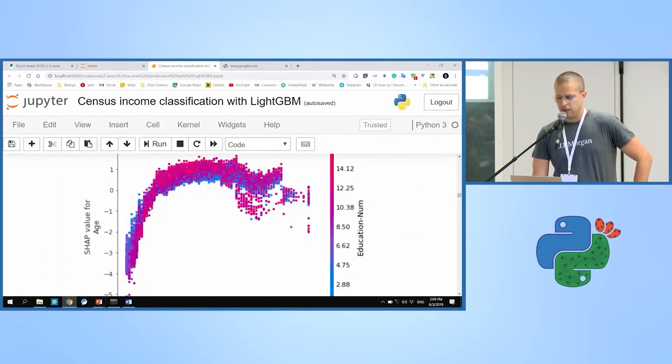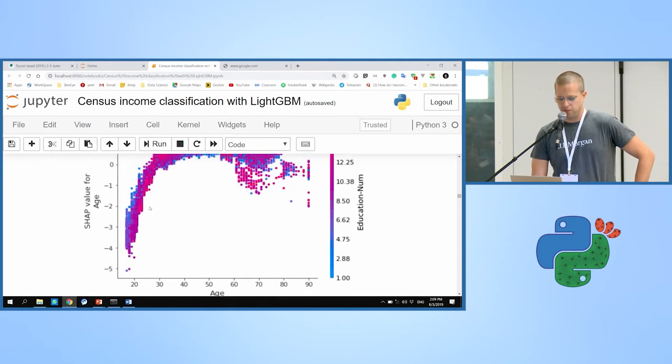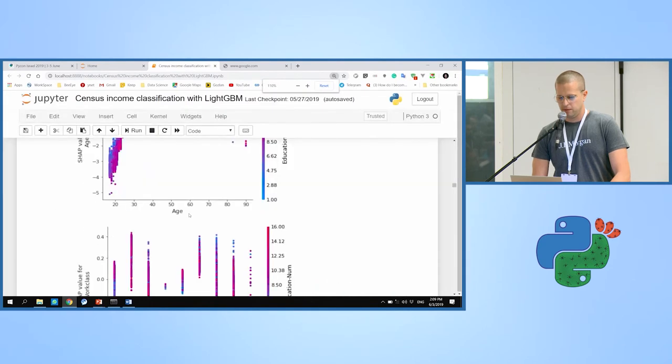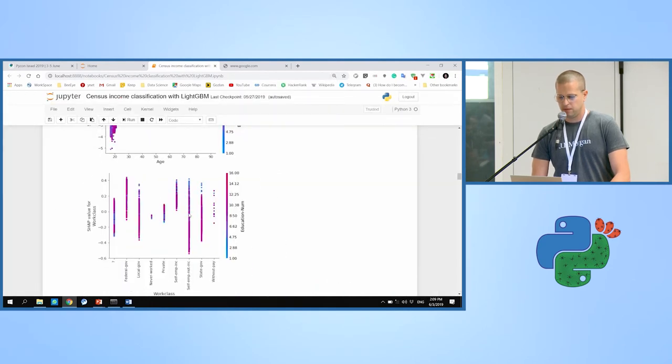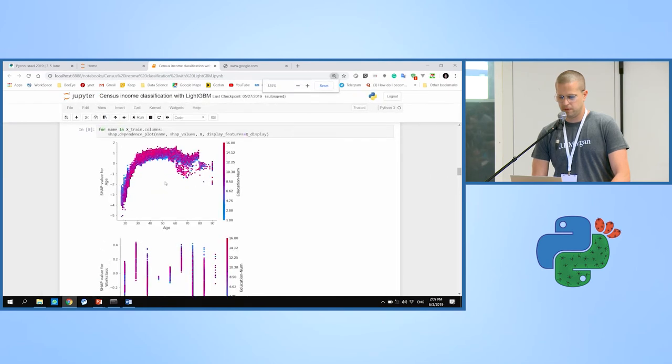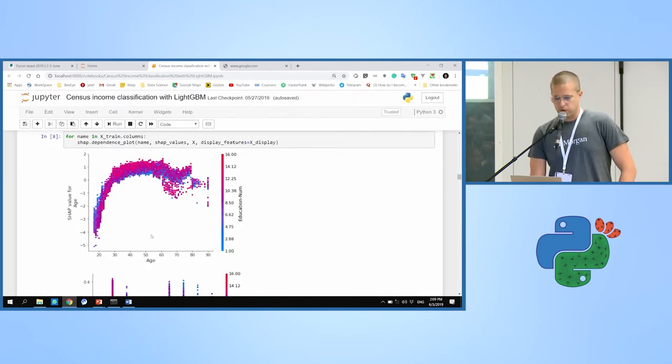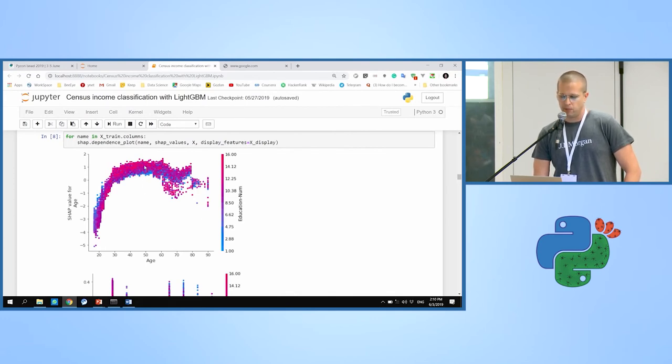Another interesting plot is dependency. So as we know, features depend on one another. Let me try to zoom out a little bit. Can you still see it? All right. So for someone who is 50 years old, you get different SHAP values. So it's not enough to be at a certain age. So in this plot, we plot the age versus education. So it looks like if you're older and well-educated, you're more likely to make more than 50K a year.